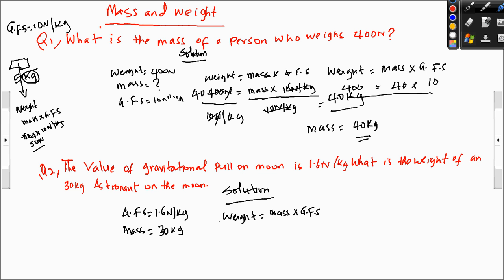Now, we're considering the moon here. So the gravitational field strength is 1.6 Newton per kilogram, and we know the mass to be 30 kilograms. You multiply this by this. So now let's solve it together.